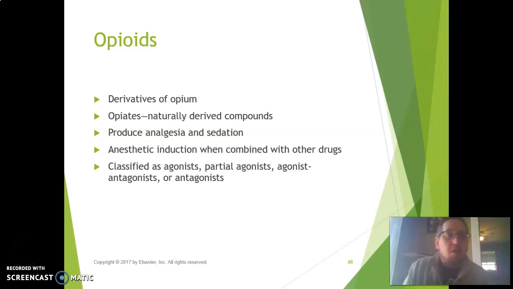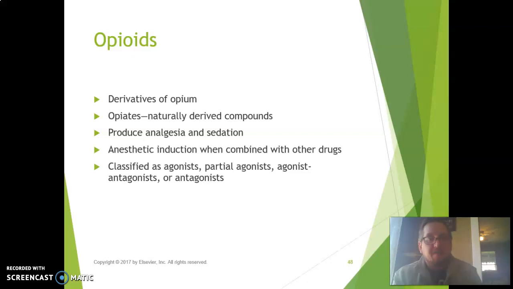Alright, so this video is about opioids. Opioids are derivatives of opium. In fact, they're synthetic. That's usually what makes a difference between an opioid and an opiate. We use opioids in veterinary medicine. Their main goal is to produce analgesia and sedation. Mixed with other drugs like an alpha-2 agonist like dexmedetomidine, they can actually be used as induction.